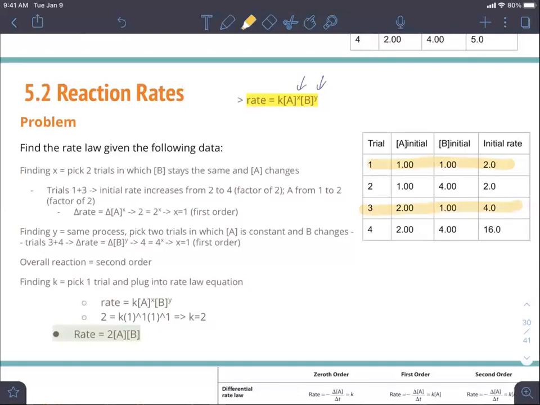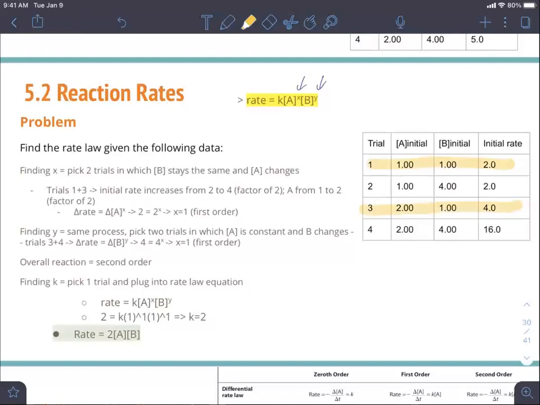And then the rate changes from 2 to 4. And so we can see that the initial rate increases from 2 to 4. So 2 times 2, that's 4. So it increases by a factor of 2. And the concentration of A increases from 1 to 2. That's also by a factor of 2.